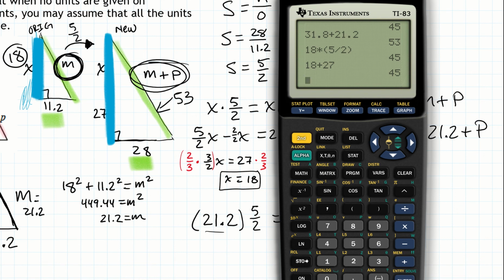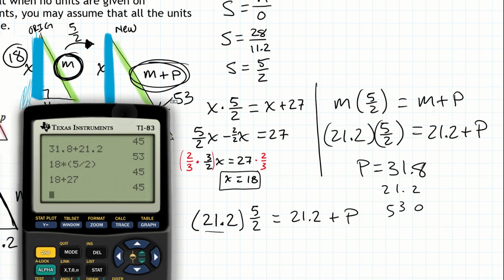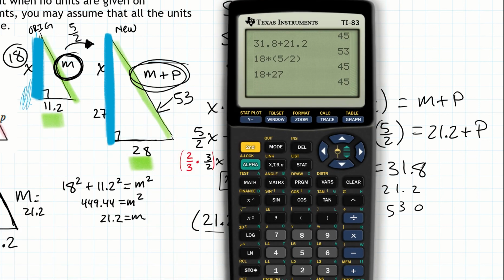On the other one, m was, what did I figure out m was? M was 21.2. So if we take this little m and multiply that m times 5/2, we should get m plus p. And I can see m plus p is 53. So I'll take the 21.2, and when we multiply that by 5/2, we should get 53. Oh yeah, okay. I panicked for a moment.